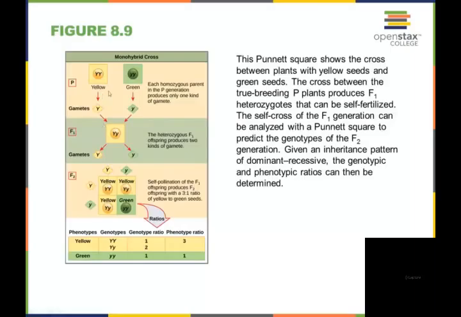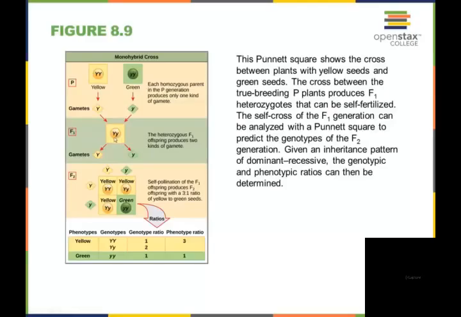So here you're going to have a cross between the true breeding parental generation of plants, two big Ys, two small ys. The only gamete this one can make is going to have a big Y. The only gamete this one can make is going to be a small y. You can't make what you don't have. So when these are going to form their offspring for the F1 generation, what you're going to get is one big Y, one small y, and it will be yellow.